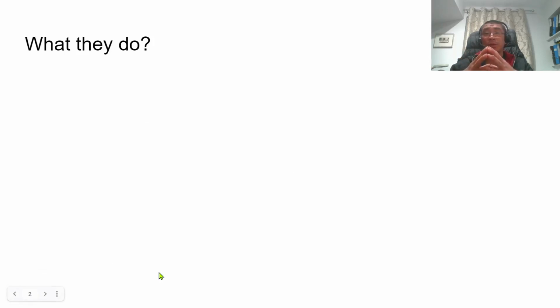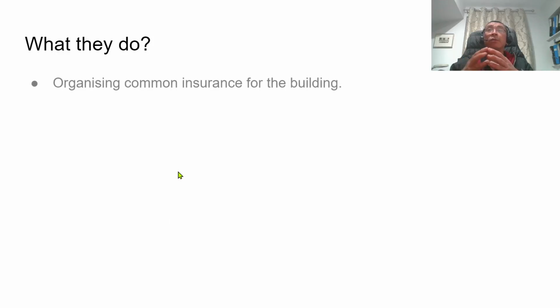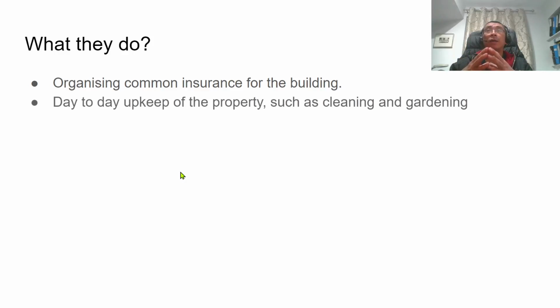So what do they do, these property factors? Well, first of all, they organise the common insurance for the building, and make everybody pay for the building insurance. So if there's eight owners, then they all have to pay. Day to day, they're responsible for the upkeep of the property to keep the place nice and tidy, like the stair cleaning, the gardening, stair lighting, that sort of thing. Just the day to day maintenance or upkeep of the property.